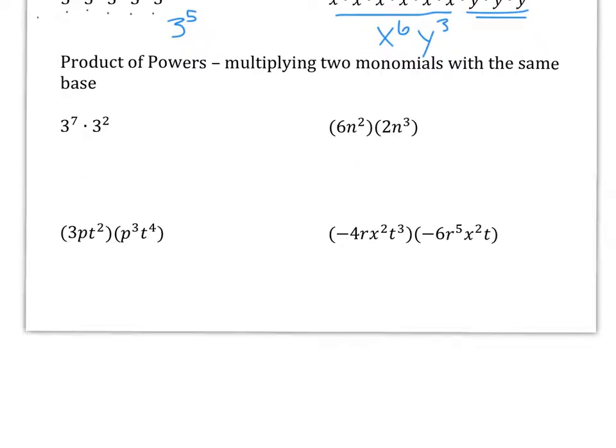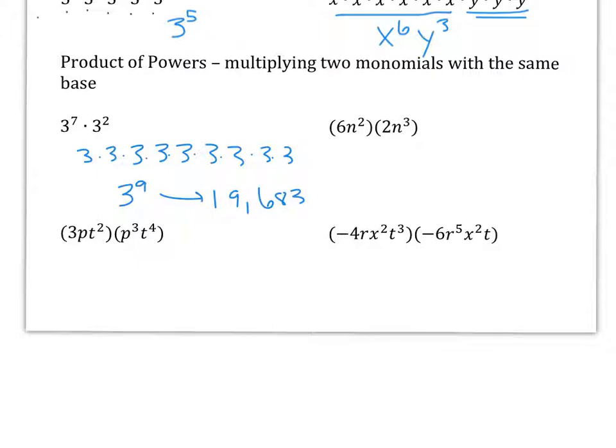Multiplying two monomials with the same base means that we will really add the exponents. If we look at this first example, 3 to the 7th times 3 squared. I'm going to write out 7 threes because 3 to the 7th: 1, 2, 3, 4, 5, 6, 7. Then I also have 2 more threes because 3 squared, 3 times 3. In total, I get 9 threes, right? So I could rewrite this as 3 to the 9th. And 3 to the 9th is 19,683, so that would eventually simplify to that.